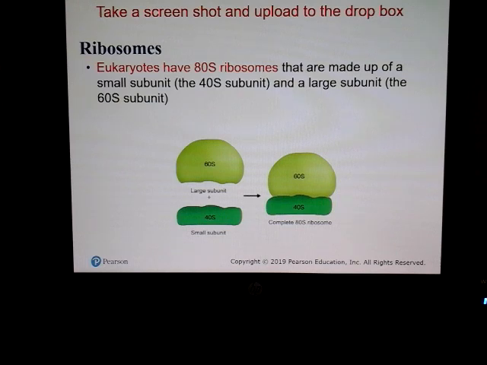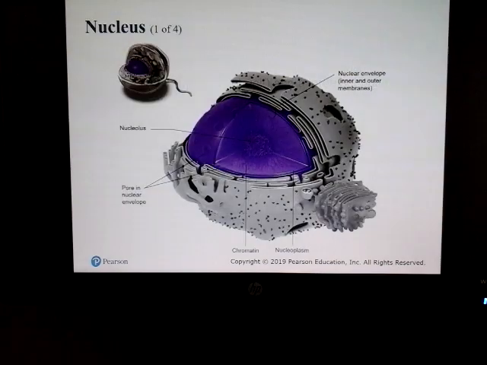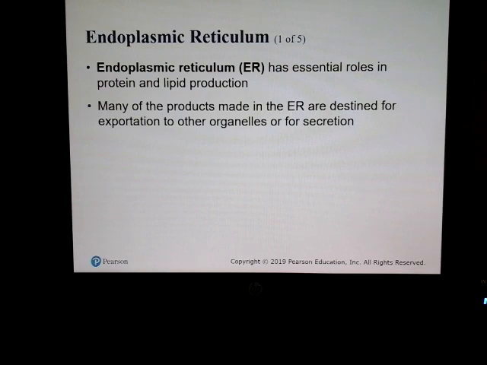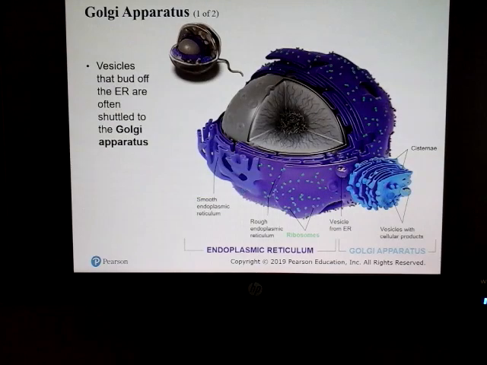Ribosomes in eukaryotes have 80S size, okay? Eukaryotes have an 80S ribosome. Again, eukaryotes have a nucleus, also endoplasmic reticulum. They have a rough and a smooth endoplasmic reticulum. Golgi apparatus, there's a lot of different transport that takes place with the Golgi. It kind of comes right off of the endoplasmic reticulum.